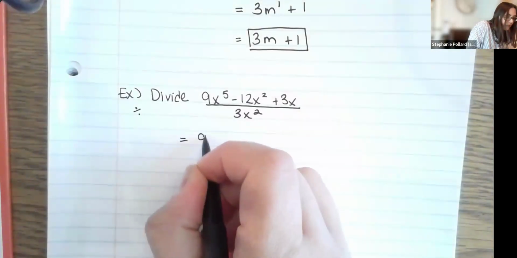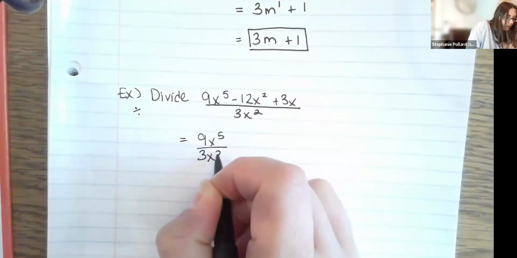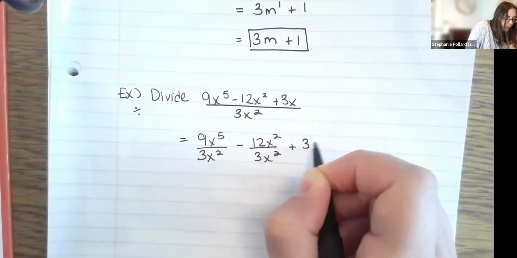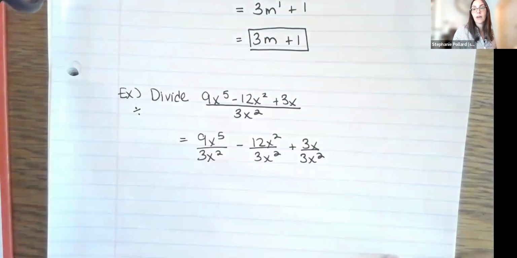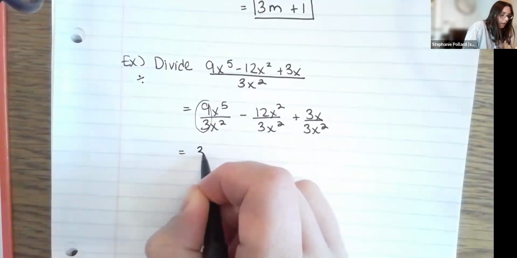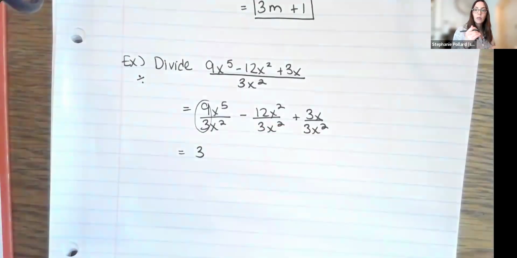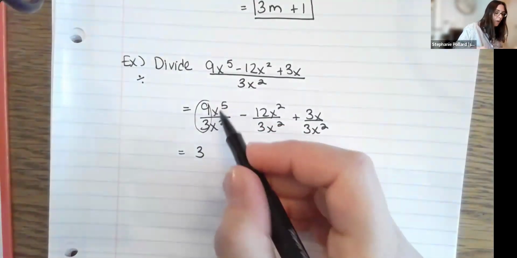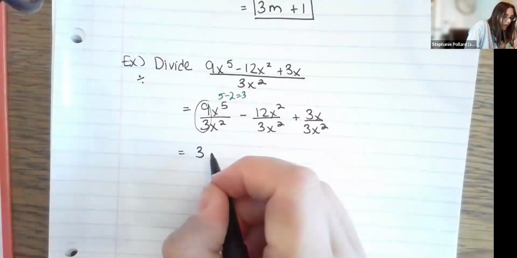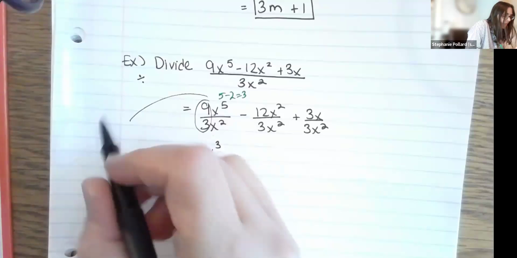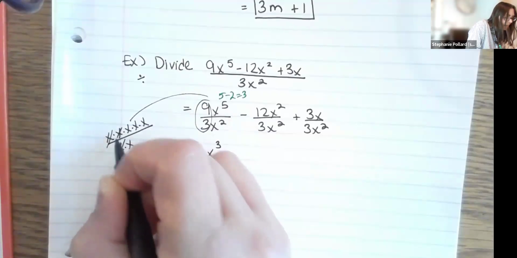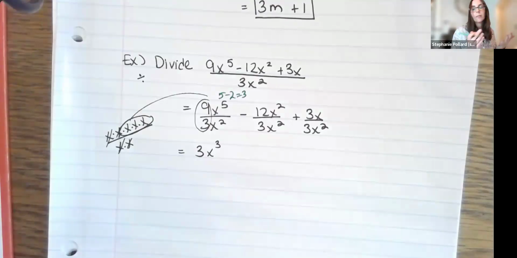So I'm going to take the 9x to the 5th and divide it by 3x squared, the minus 12x squared over 3x squared, and then the 3x over 3x squared. And I'm just going to simplify them one piece at a time. So in the first piece, I have 9 divided by 3, which is just 3. And again, you can think of this either by subtracting those exponents or by canceling. If I subtract those exponents, you're doing 5 minus 2, which is 3. So this becomes x to the 3rd power. The other way you could do it is to think, if I have 5 x's up top and 2 x's down bottom, I'm going to cancel what's in common and still have 3 x's up top. So both of those are good strategies.